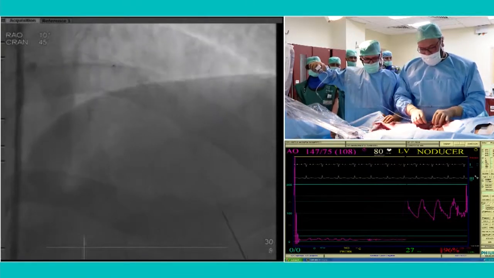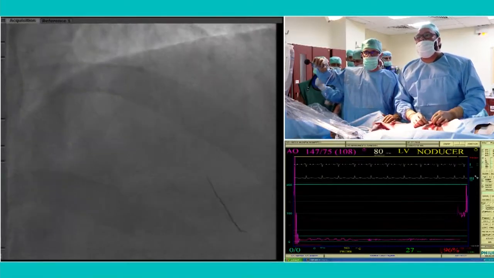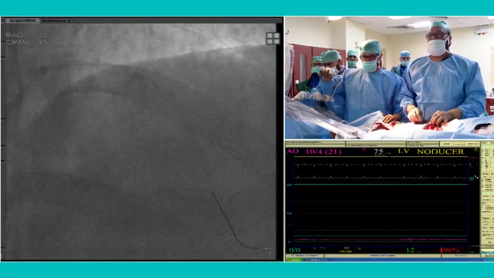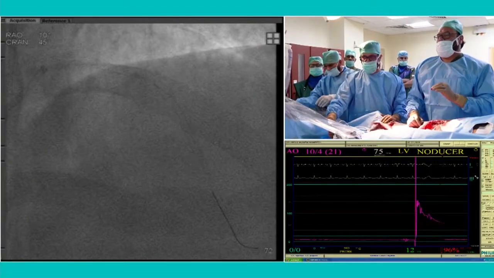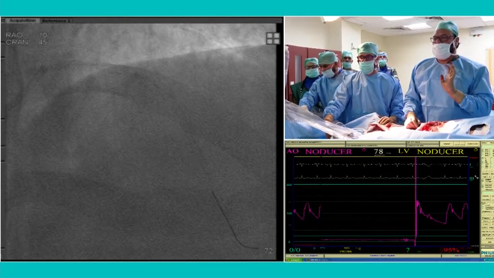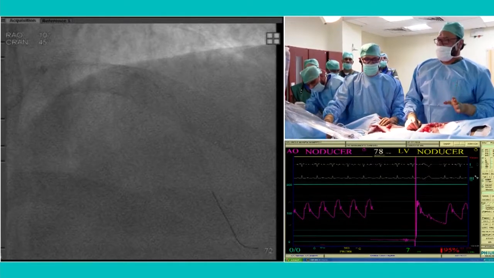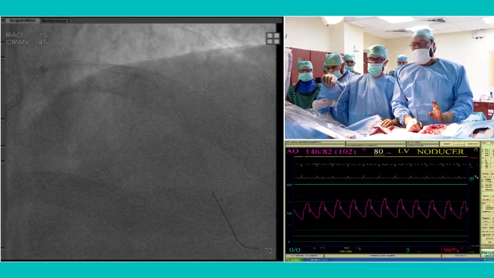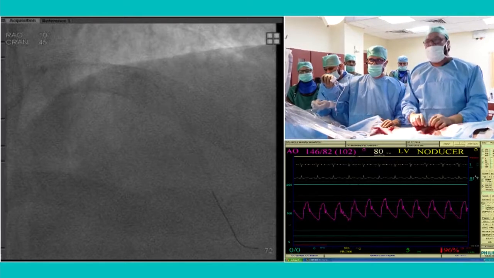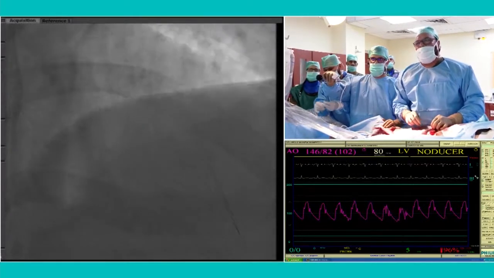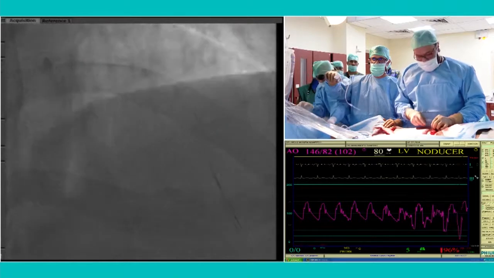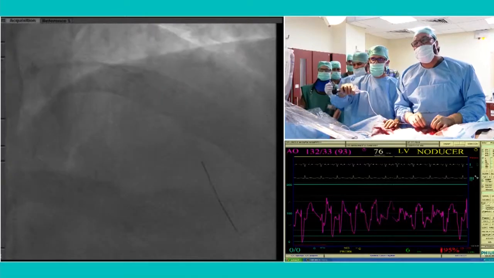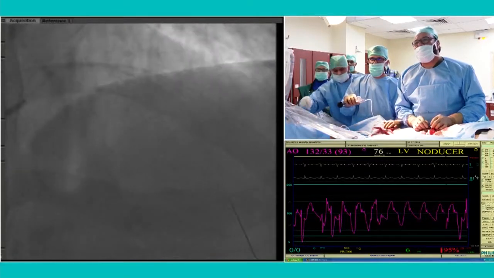So you took a 2.5 by 28 in the distal? Dr. Sandhu, can you explain? 2.5 by 38 millimeters in the distal LAD. Okay. 3.5 by 23 in the proximal LAD. Okay. Then what is the next? Now you are planning to take a 4 by 18. Correct?